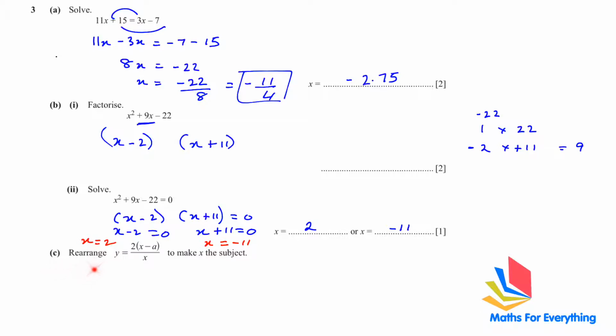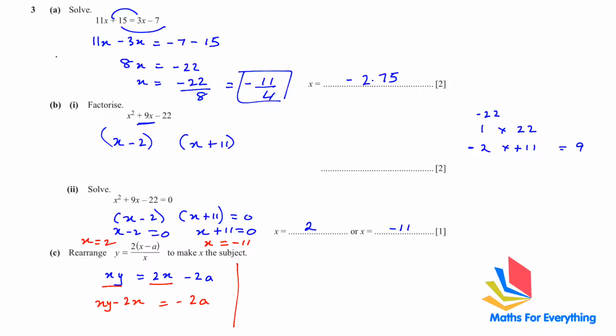Question number C. Rearrange y is equal to 2 bracket x minus a over x to make x the subject. First thing you need to know is that you cannot have anything in the denominator. So we move the x to the other side, it will become x multiplied by y, xy. Expand the bracket, 2 times x is 2x, 2 multiplied by negative a, negative 2a. And then put the like terms together. You have an x here and an x here. Bring the x here, you will get xy minus 2x is equal to negative 2a.